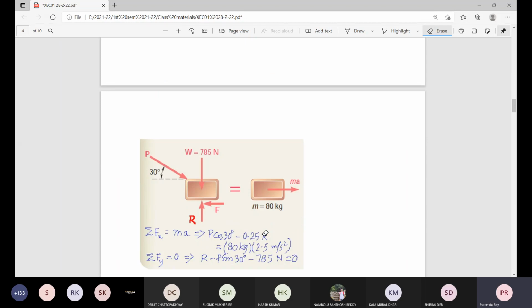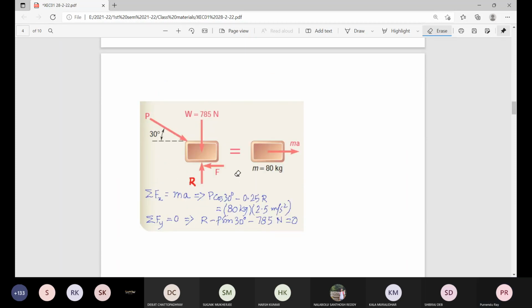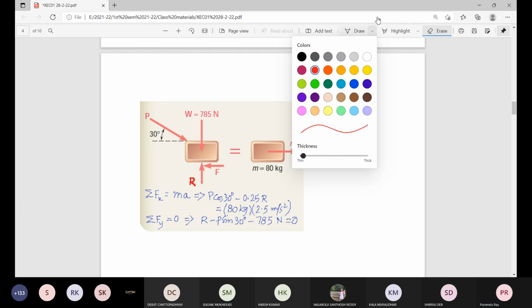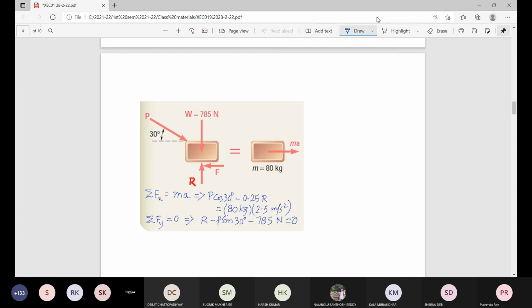Now, this is the situation. This is not really a free body diagram. Free body diagram means there is no resultant force. But this diagram gives all forces acting on this object. First, the self-weight. Next, the applied force P at an angle 30 degree with the horizontal. There must be some normal reaction R and there should be some friction resistance F.